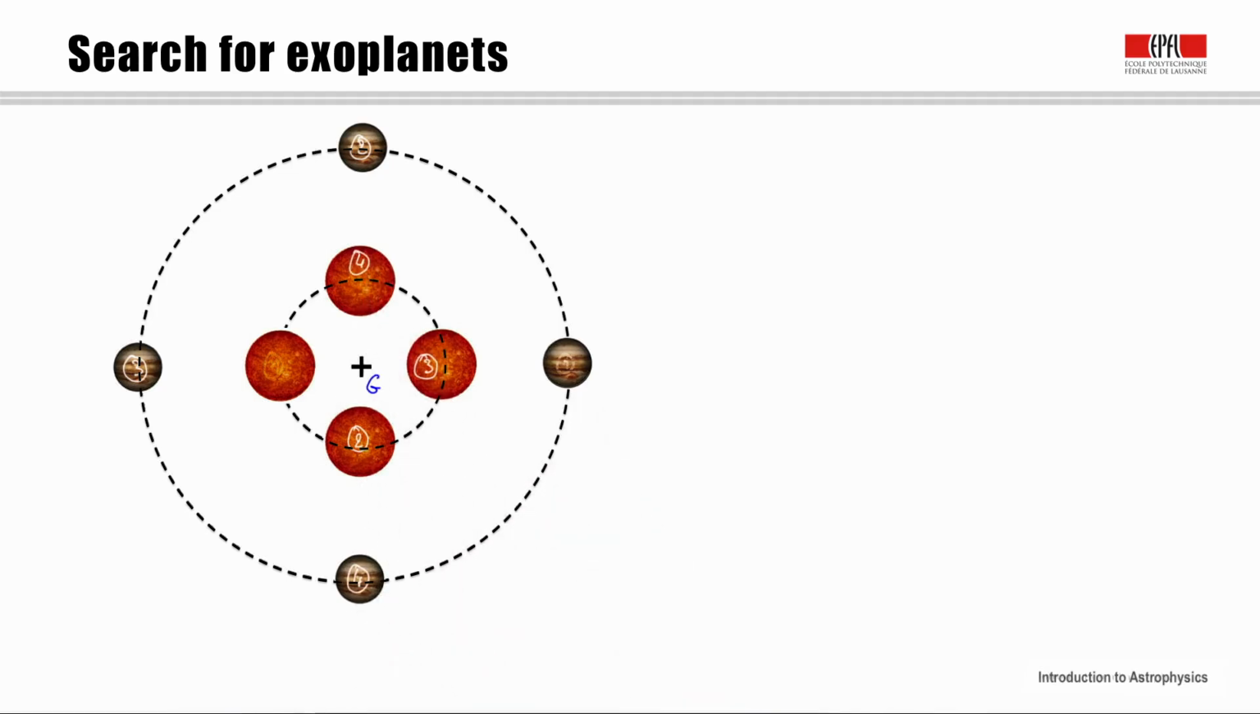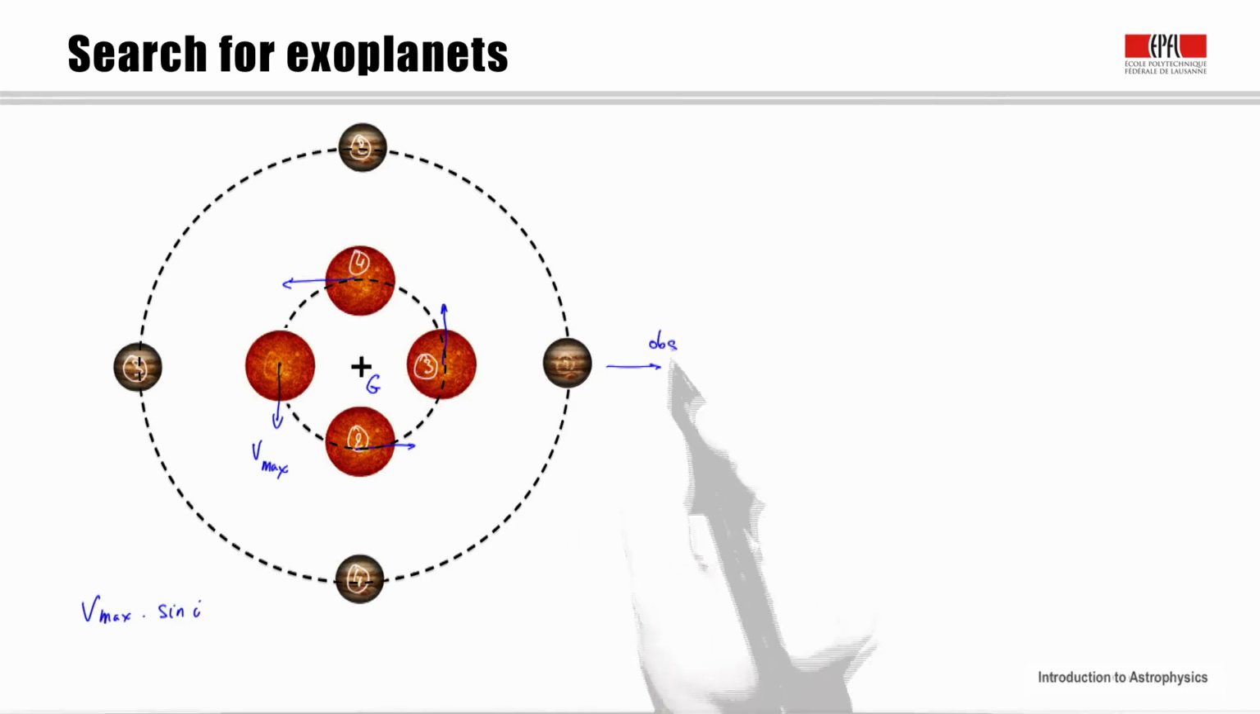Of course, each time the velocity vector at positions 1, 2, 3, and 4 is equal to Vmax, one has to pay attention to the fact that the velocity is equal to Vmax times sine i, which is measurable with spectroscopic measurements on account of the inclination of the planetary orbit with regard to the plane of the sky. This is the direction to the observer.